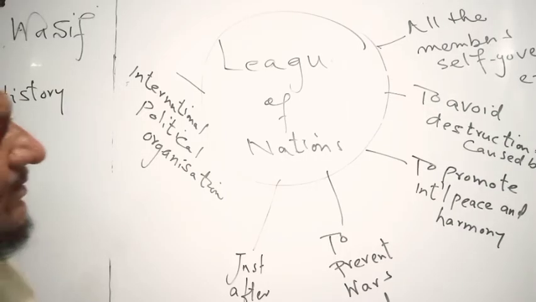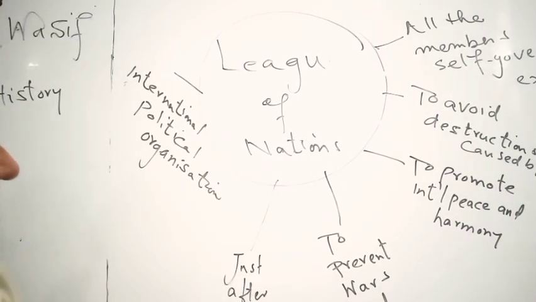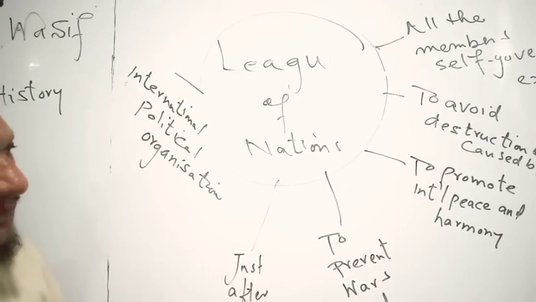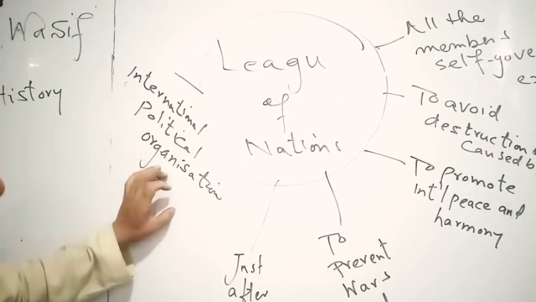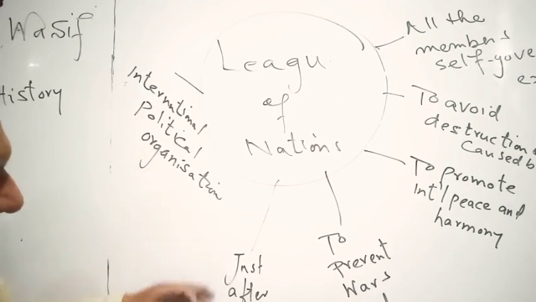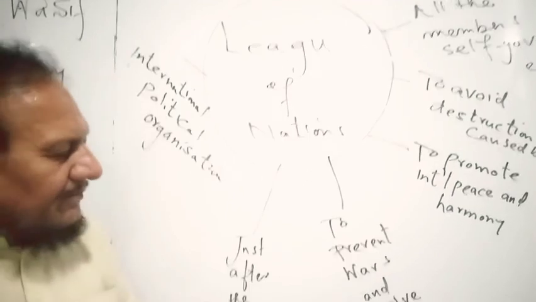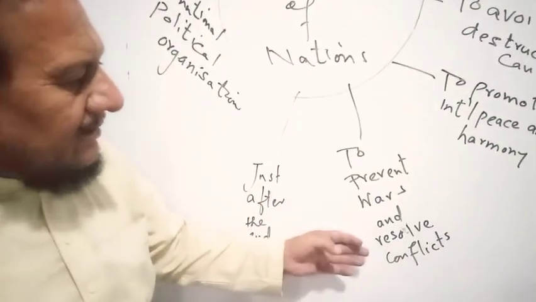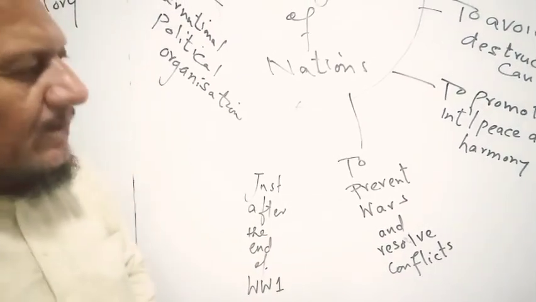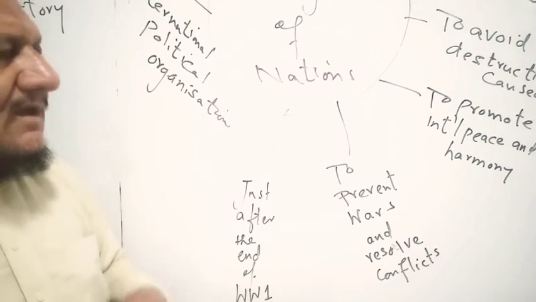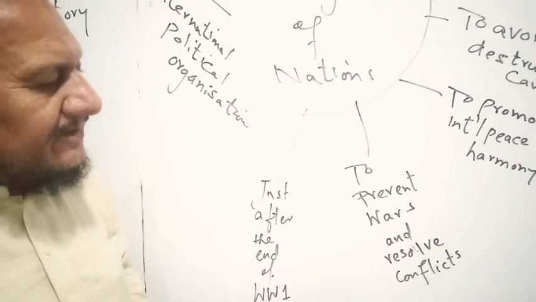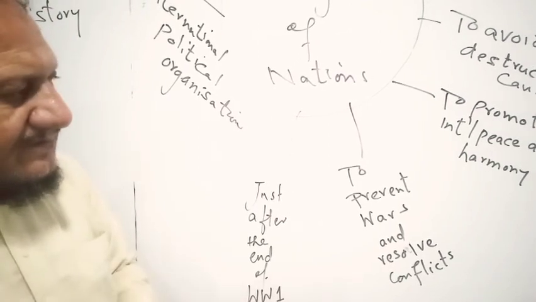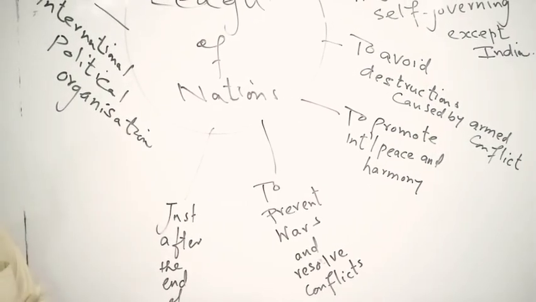Well, students, the League of Nations was created just after the end of the First World War. It was an international political organization. The main purpose was to prevent wars and resolve conflicts, because wars happen when there are conflicts, tensions, battles and different fightings on different matters among the nations. So to resolve these conflicts, tensions and grievances of the nations, wars will be prevented.